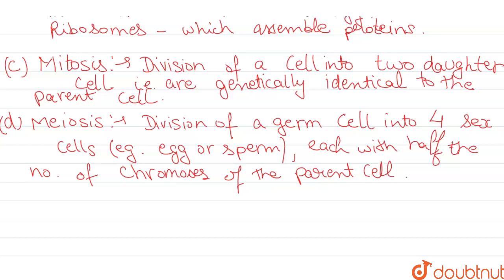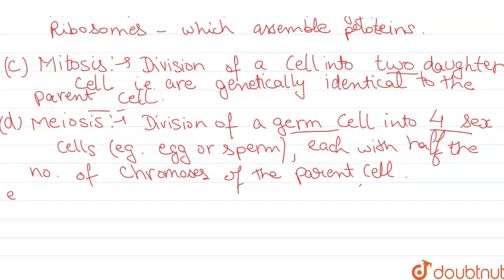So in mitosis there is a division of a cell into two daughter cells, identical to the parent cell. And in meiosis there is a division of a germ cell into four sex cells, each with half the number of chromosomes of the parent cell.